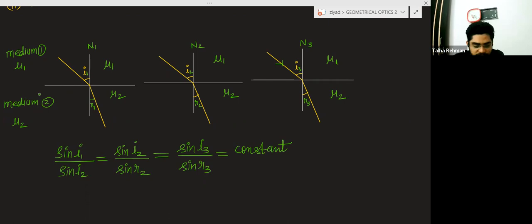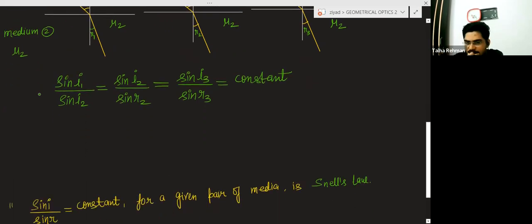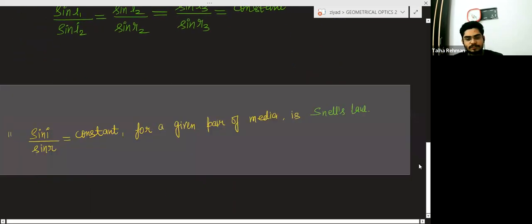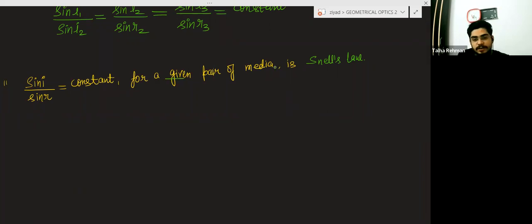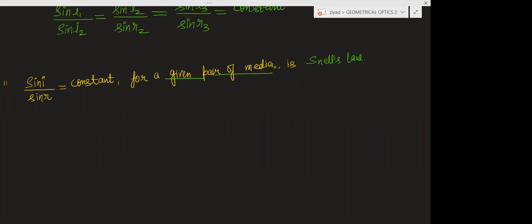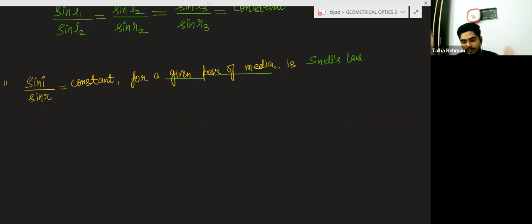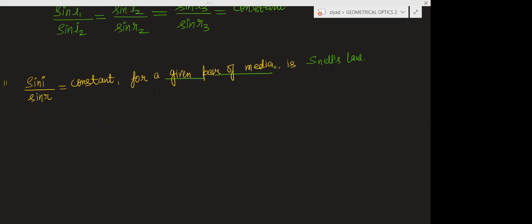So now you can see what Snell's law is. This is Snell's law: sine of angle of incidence divided by sine of angle of refraction is constant for a given pair of media. What is the meaning of a given pair of media? If the light is traveling from air to water, the two media should not change. Then this law will be valid.